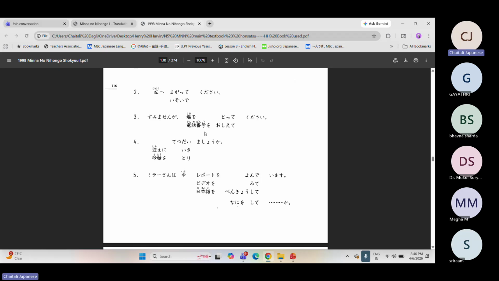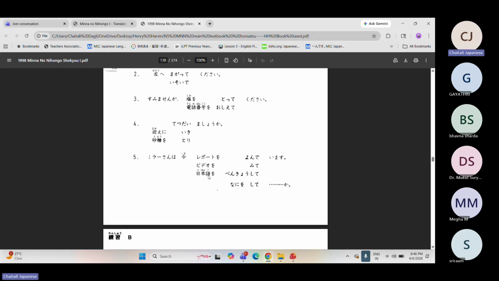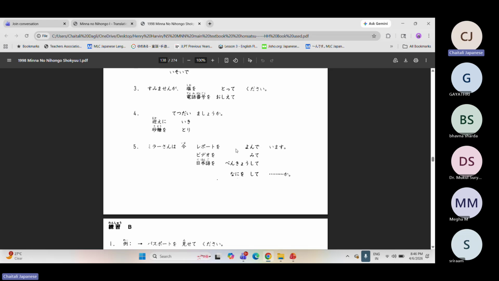Okay. And the last format, verb in te form plus imas. Mira-san wa ima ripoto o yonde imasu. So Mira-san right now, yomimasu is to read. So Mira-san is right now reading the report. Ima is right now. So your action is happening right now. Verb in te form plus imas means action happening right now.